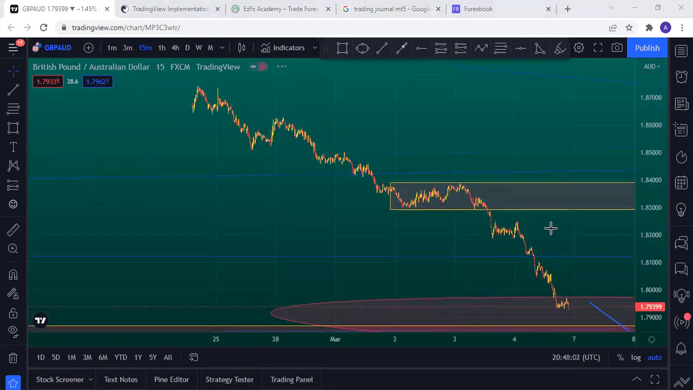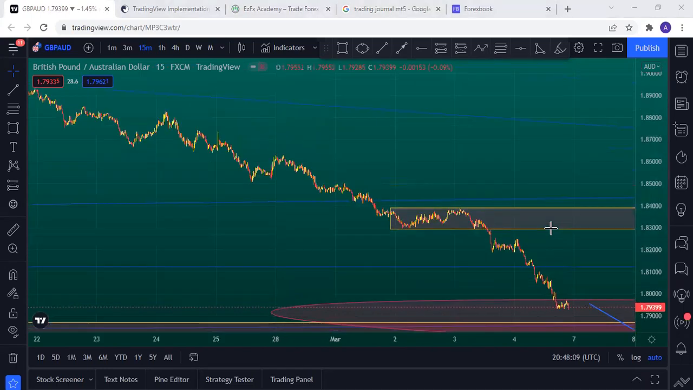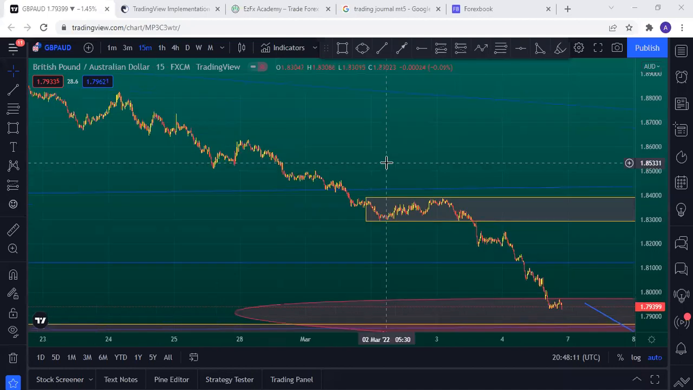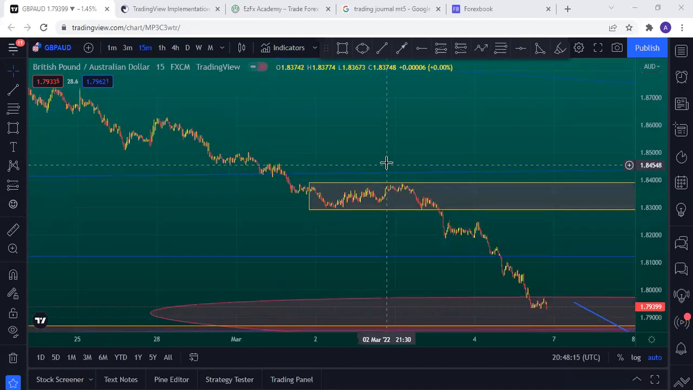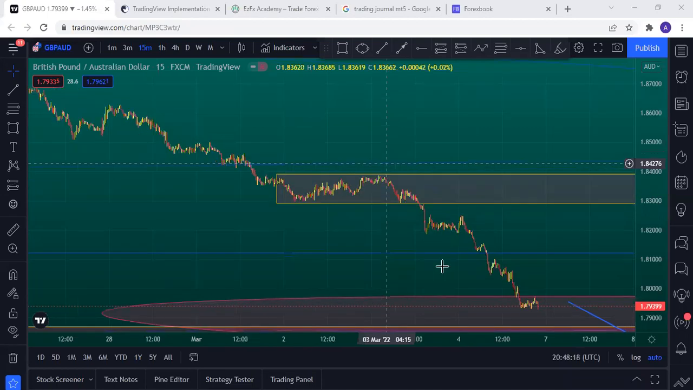All right. Regardless of whatever time frame I'm trading, one thing I'm going to look out for is a break of market structure within that zone. I want to see what price does within that zone. Okay, so that's for GBP AUD.